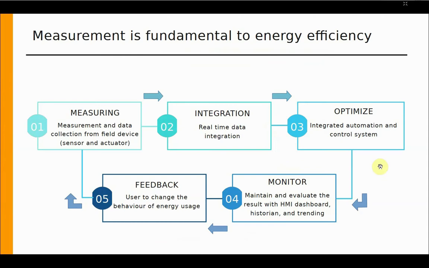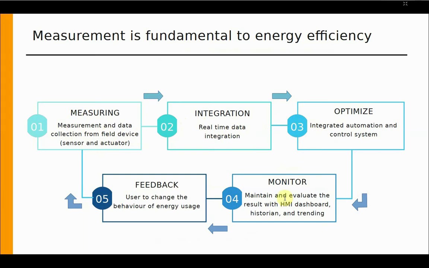Okay, talking about energy efficiency, we can also talk about measurement. Measurement is fundamental to energy efficiency. The first step for energy efficiency is measuring. So we do measurement and data collection from devices, like sensors and actuators. The second phase is integration, real-time data integration. The third phase is optimize. We can integrate automation and control systems.